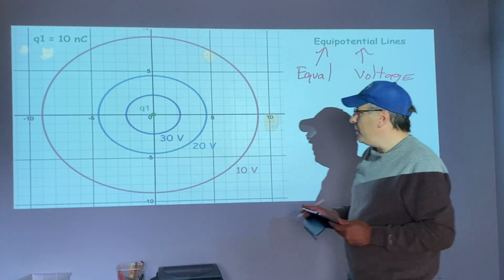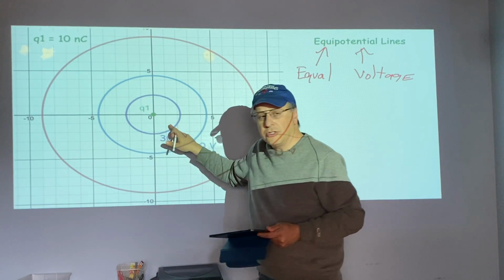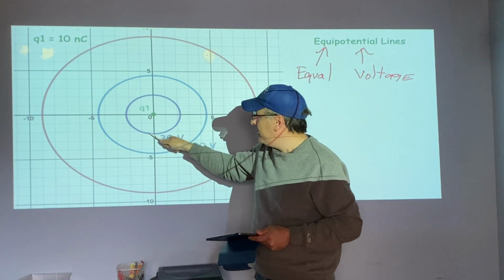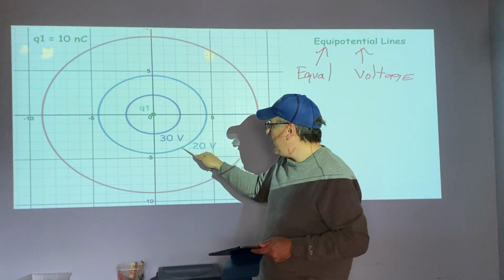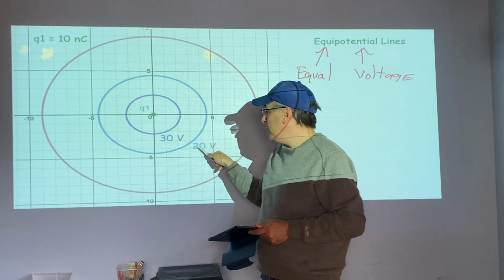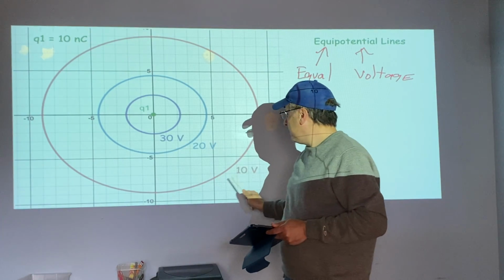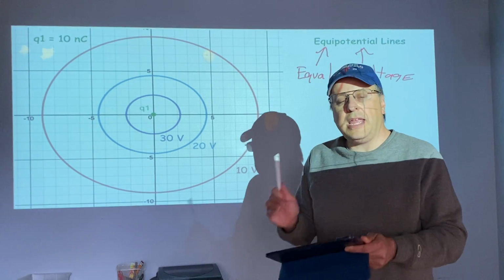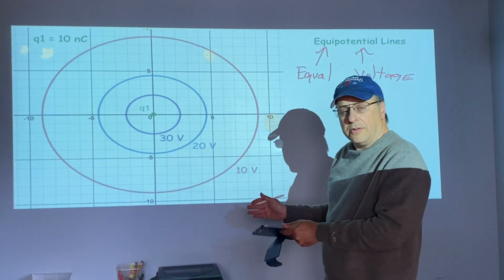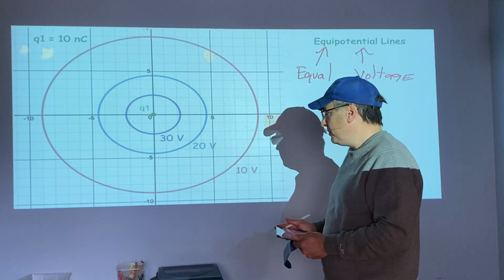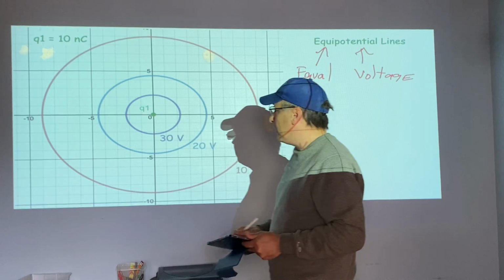So if you look, here's my charge. This is an equipotential line where everything on this purple line is 30 volts. Every spot along this blue line is 20 volts. And every spot along the red line is 10 volts. Equipotential. All the spots on that line are at the same voltage. There's a line for 10 volts, 20 volts, and 30 volts.